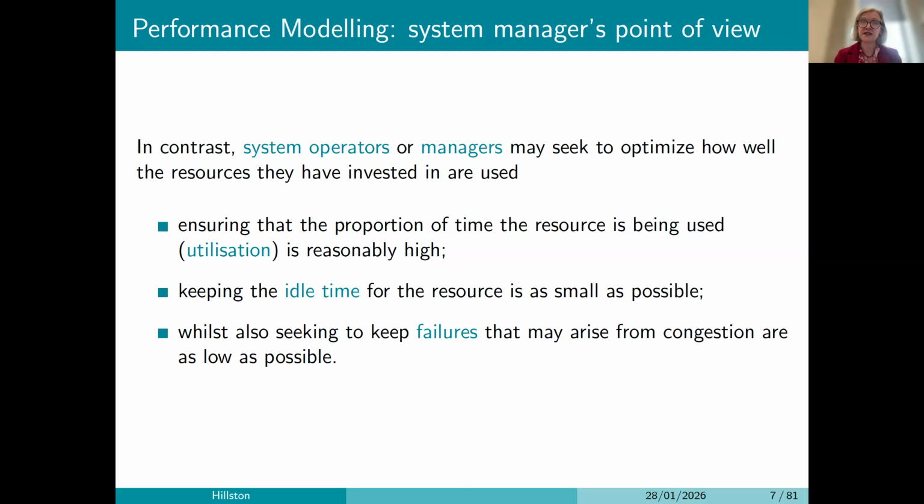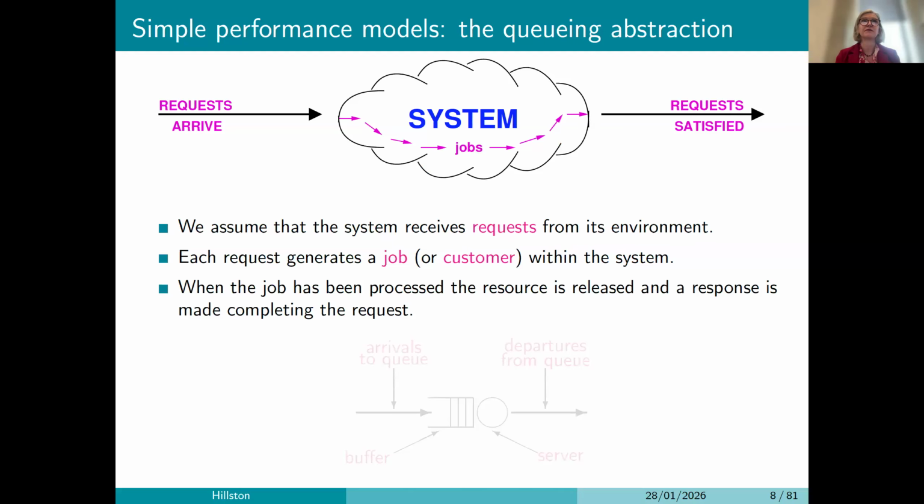Conversely, that usually equates to we want the idle time to be as small as possible. And we want to not have so much congestion that we strain the system so that we generate failures. And so a lot of performance modelling is about trying to balance these two different points of view about resources in the system and develop a sort of sweet spot where both are tolerable.